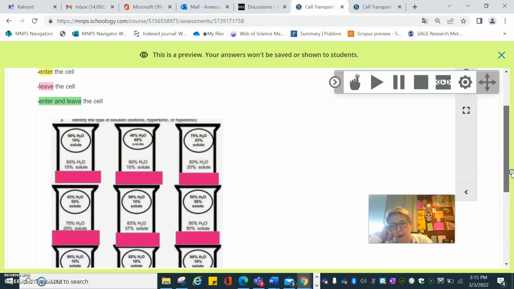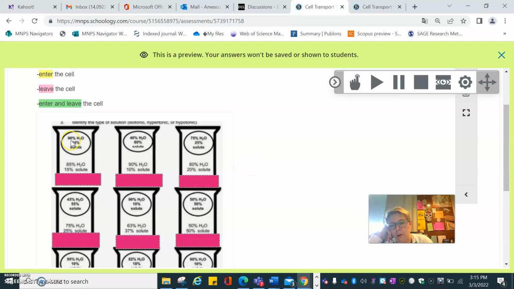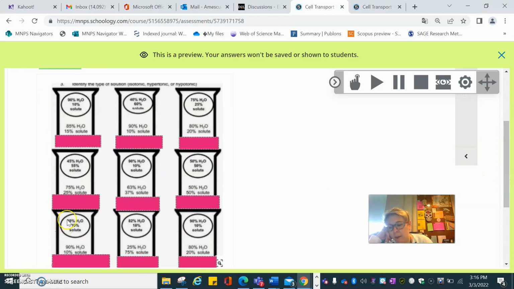The way to figure this out: if there's more water inside, it's going to leave the cell until these are equal. If there is more water outside the cell, water will go in. It will enter the cell. If there is the same amount of water on the inside of the cell and the outside of the cell, then water is just going to go back and forth. It will enter the cell and exit the cell.